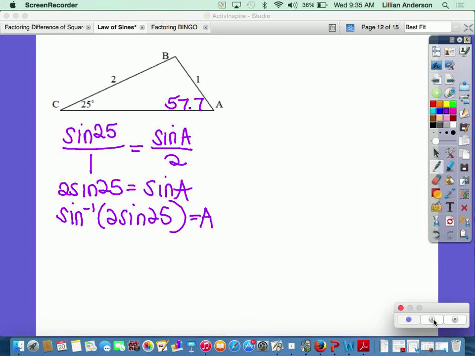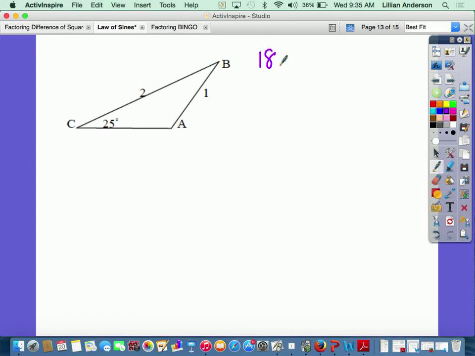How do you find out there's two triangles? This is how you find out, okay? Once you find that first angle, you need to subtract it from 180. Take 180 and you subtract 57.7 from it. What number do you get? 122.3. This could potentially be angle A in your second triangle.